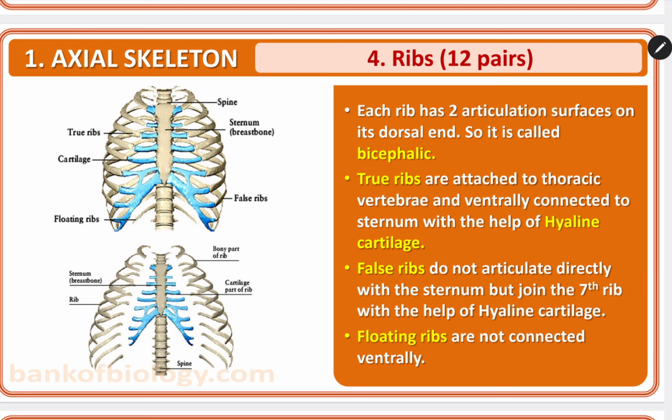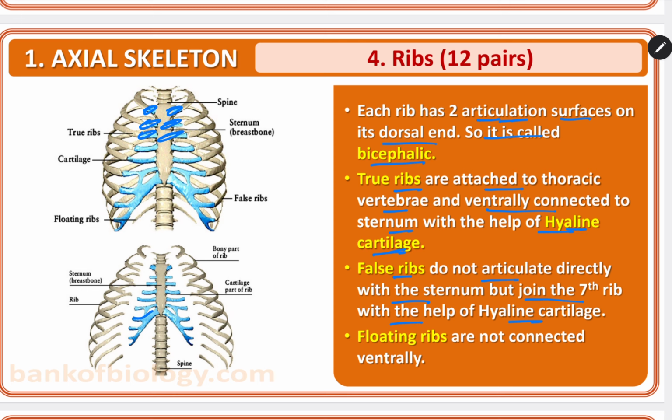Next, each rib has two articulation surfaces at its dorsal end, so it is called bicephalic. True ribs are attached to thoracic vertebrae and ventrally connected to the sternum with the help of hyaline cartilage. Here you can see hyaline cartilage, blue. C-shaped structures. Remember, false ribs do not articulate directly with the sternum but join the seventh rib with the help of hyaline cartilage.